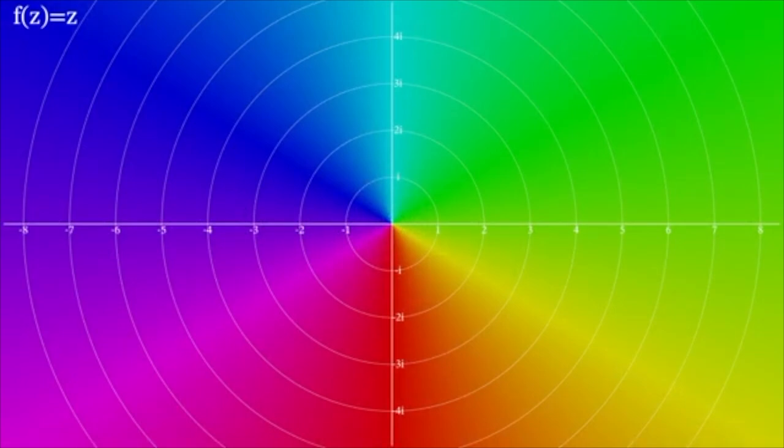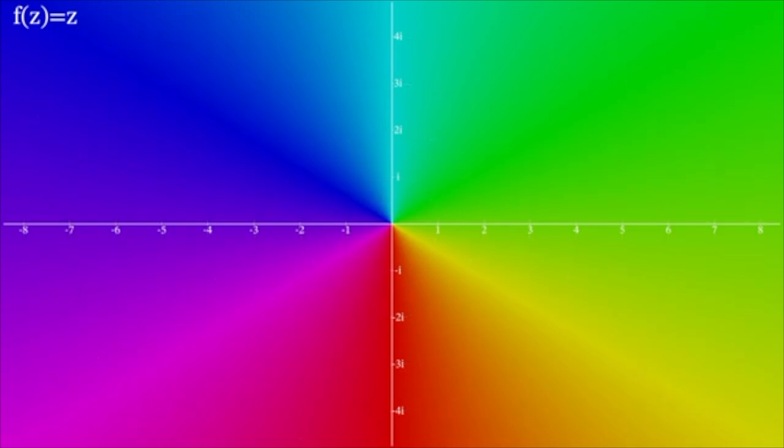This is the phase portrait of f of z equals z. Color on the graph shows the argument of the function, or arg z. A 2D phase portrait does not show the value of mod z, or r.